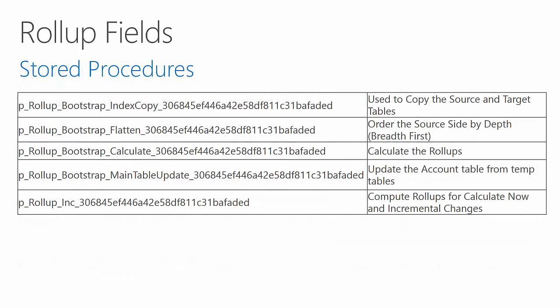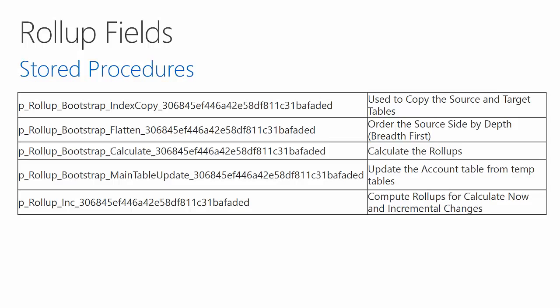Here you can see that there are 5 different stored procedures used by the Bootstrap and incremental async jobs to process rollups. The first 4 stored procedures are used with the Bootstrap event. The index copy stored procedure is going to populate the rollup Bootstrap source and rollup Bootstrap target tables. The flattened stored procedure is now ordering the source data by depth. If the data is going to be rolled up, it's important to know how the data rolls up. It uses the rollup Bootstrap markers table as a pointer table when populating the rollup Bootstrap table.